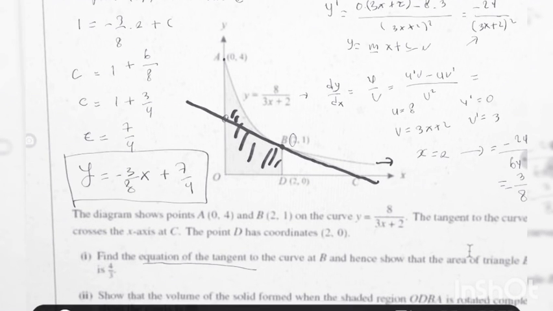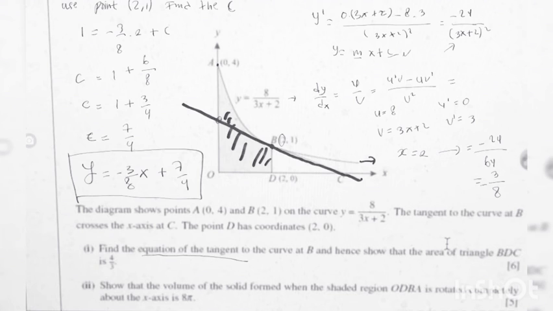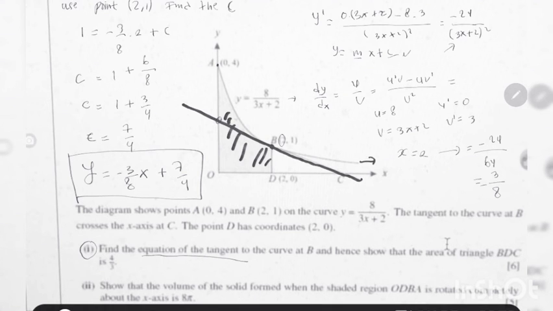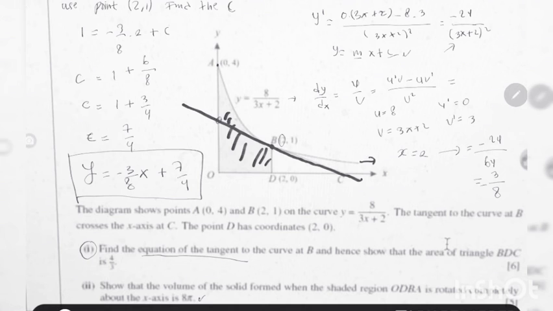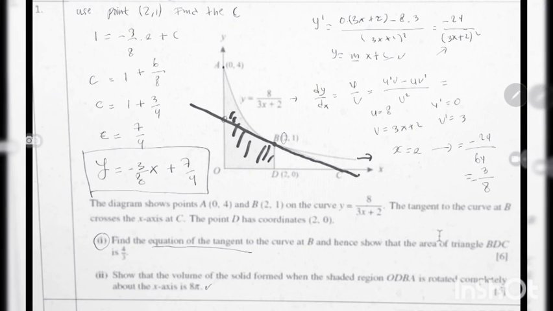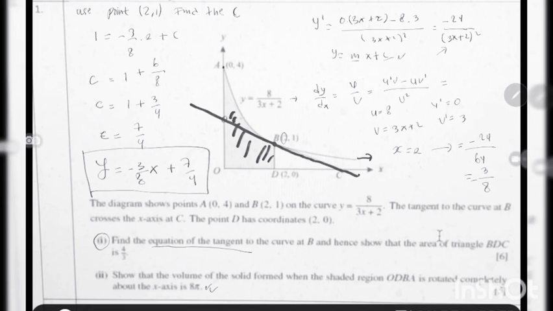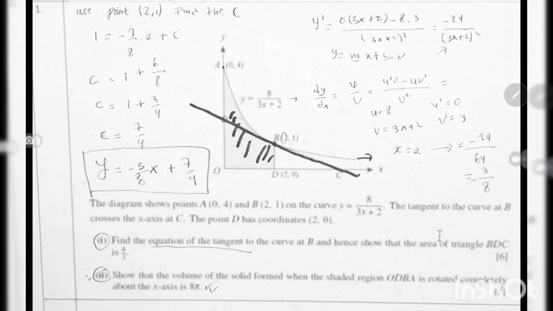Okay, so for this video, I'm going to show you this part, and I will go to the next video. I will show you how to find the volume of the solid when the shaded region OAB is rotated completely about the x-axis. In this video I'm just going to share with you part (a), because you need some space to do this one, and I will explain this in another video.